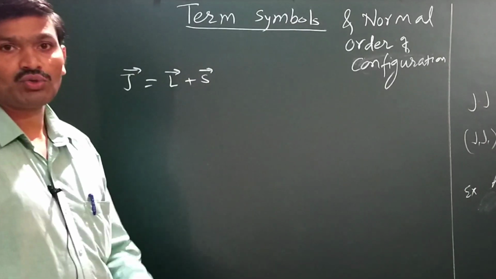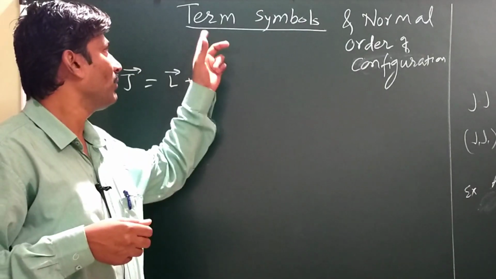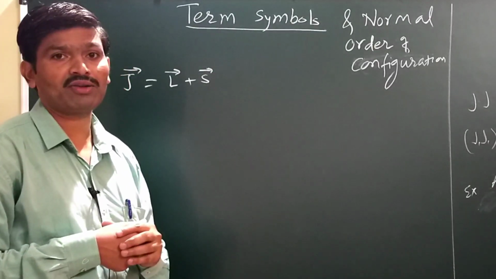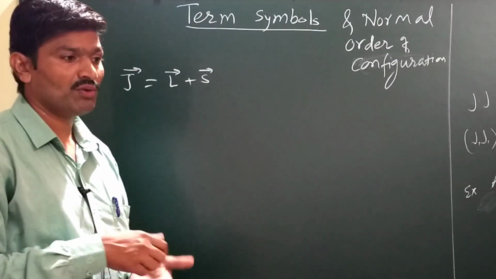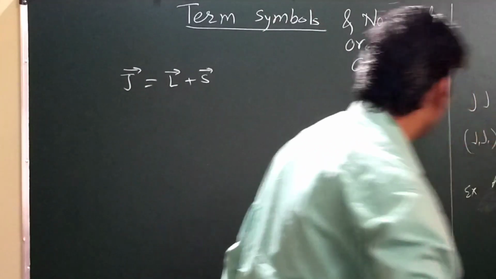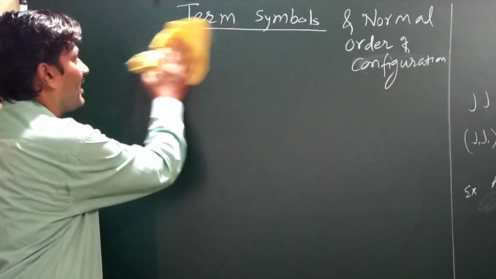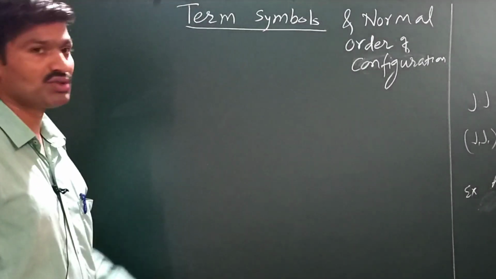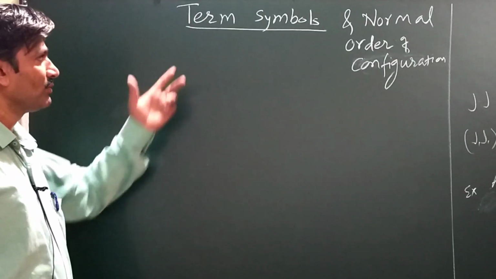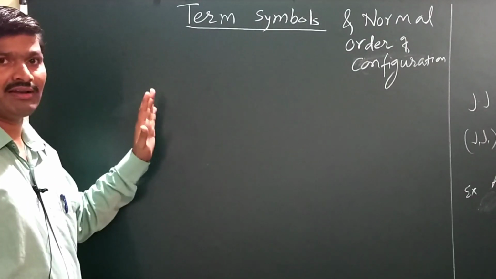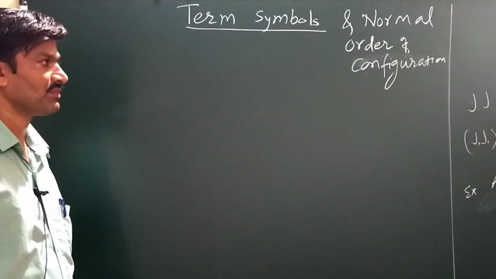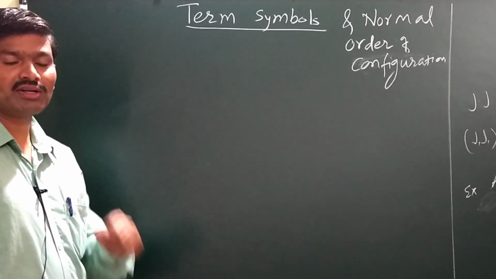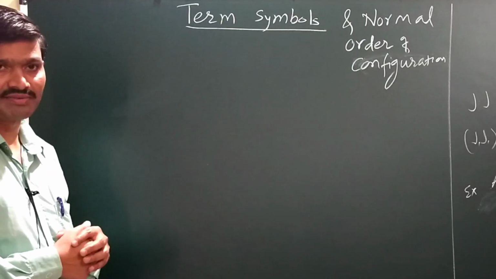Now today's topic is how we can write the term symbol, and what is the normal order of that configuration. So today we will learn how to write the term symbol. To write the term symbol, first we need to know the values of L, S and J. For different states we can write them, and for that the important term is the multiplicity.